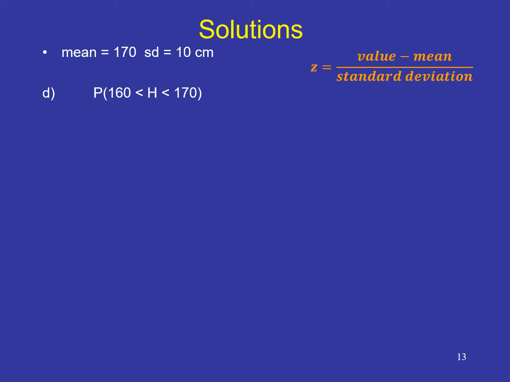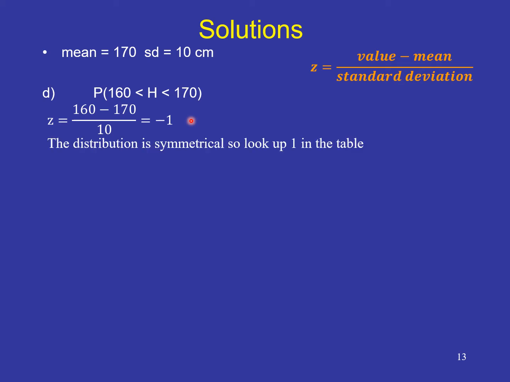Part D asks us for the probability that the height is between 160 and 170. Again, we put the values into our formula, and we get Z is -1. Now our tables don't have negative numbers in, but because the graph is symmetrical, we can just look up 1. When we look up Z is 1, we end up with a probability of 0.3413. Remember, we have a minus number because it is one standard deviation below the mean.